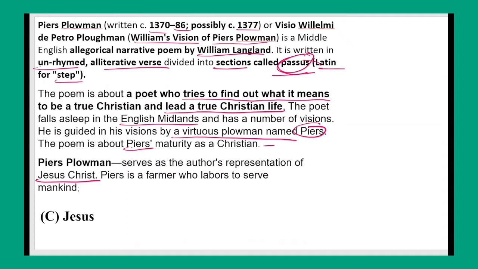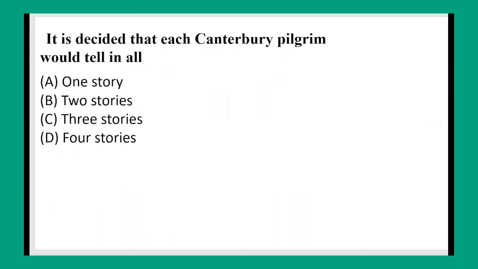So Piers is a farmer who labors to serve mankind. Another meaning is that Jesus is leading mankind, and here Piers the plowman labors to serve mankind. So this is about the first question. Next, let's move to the second one.